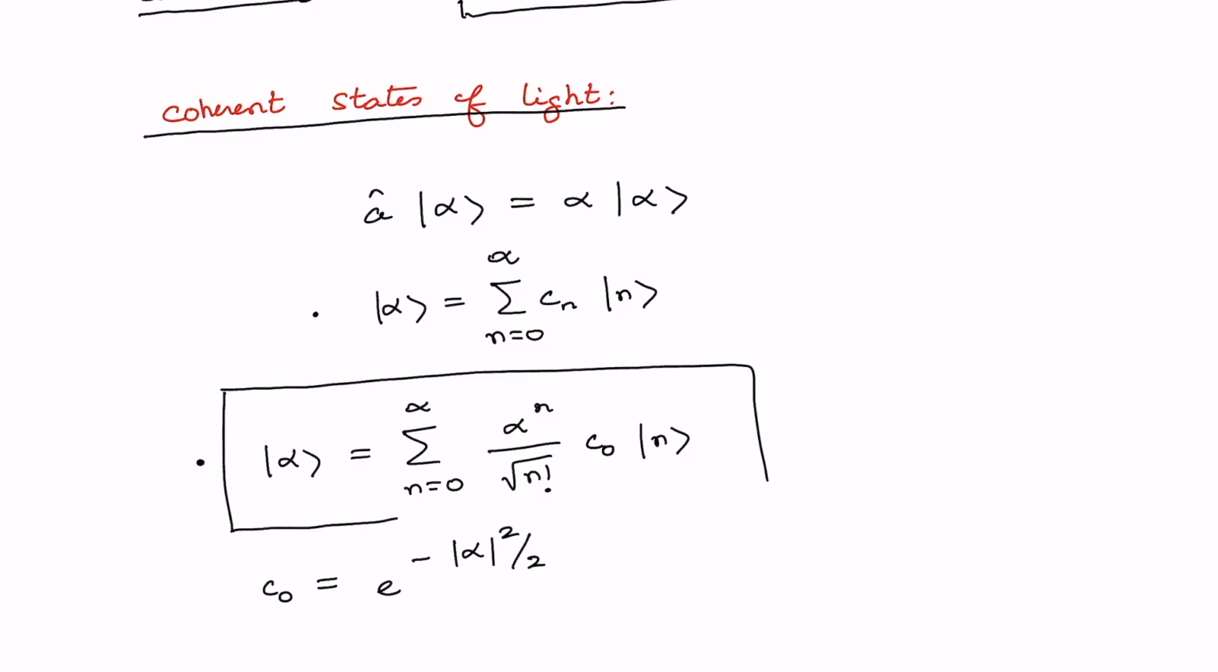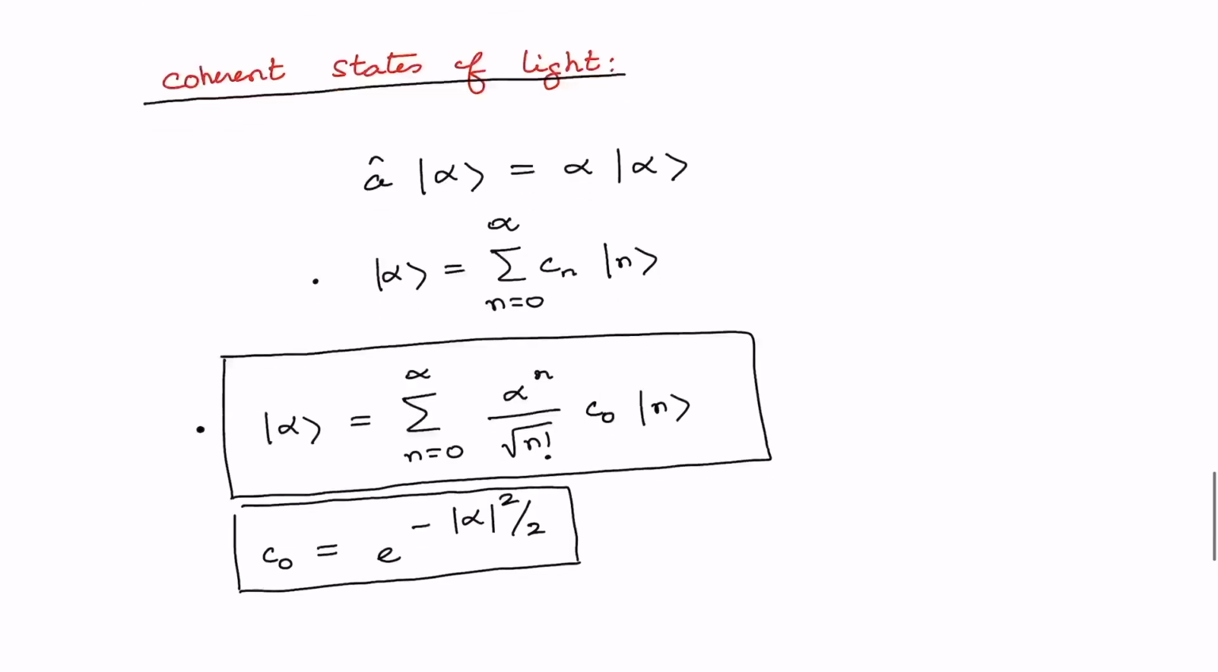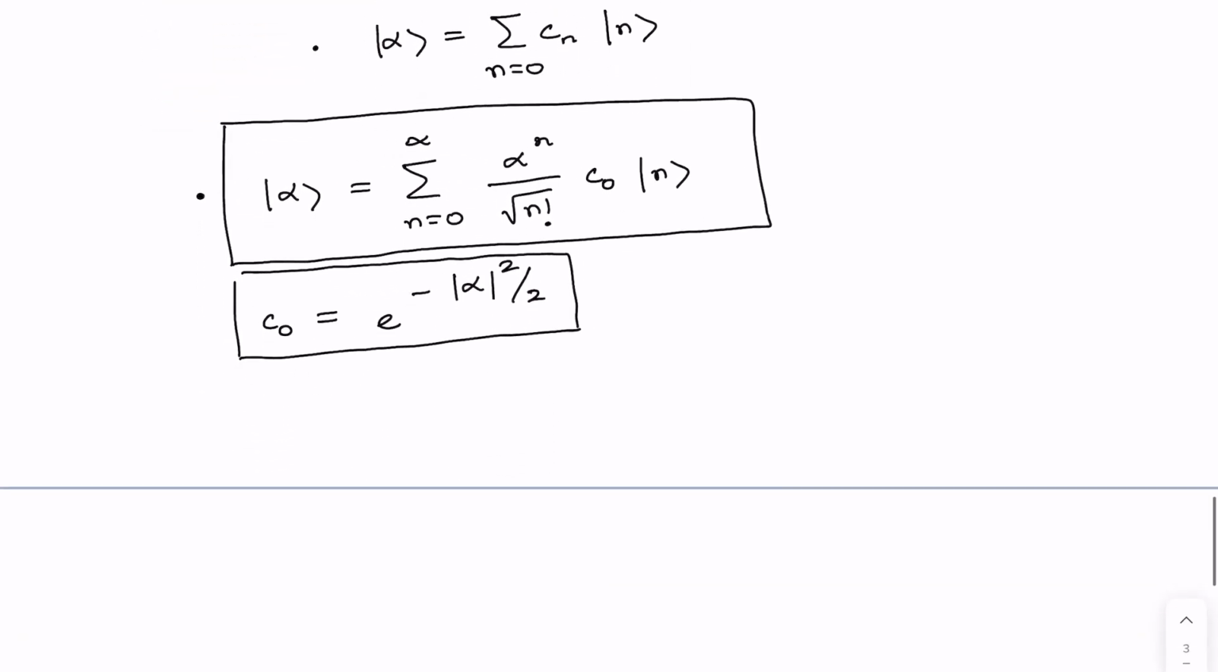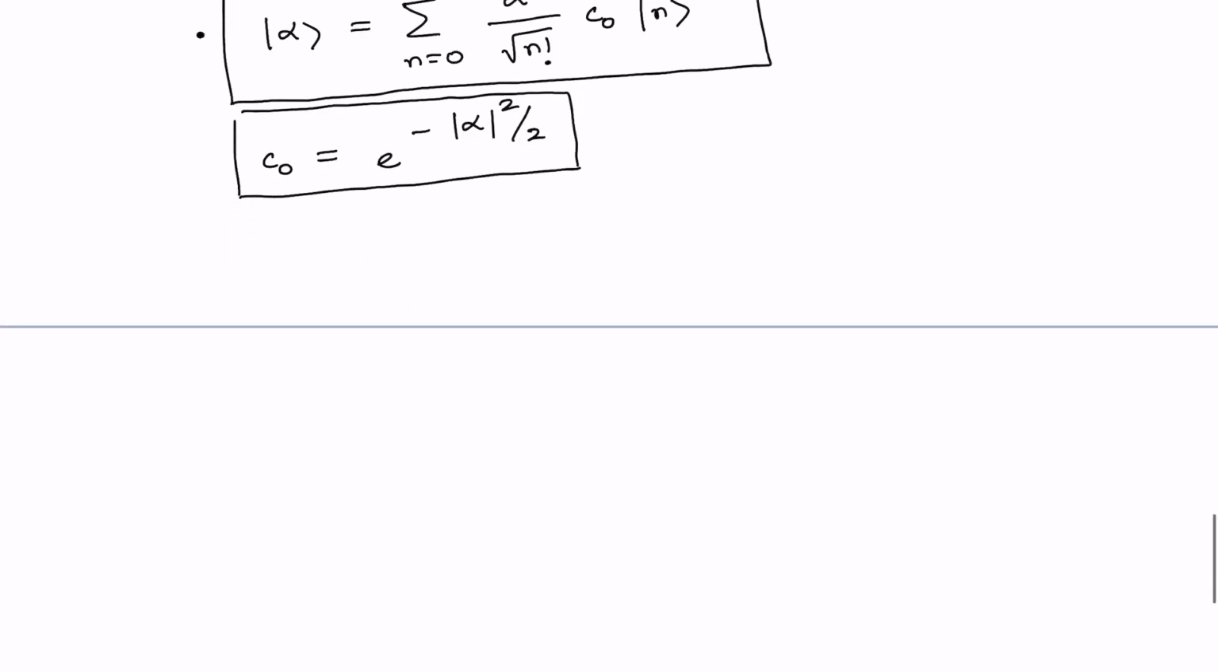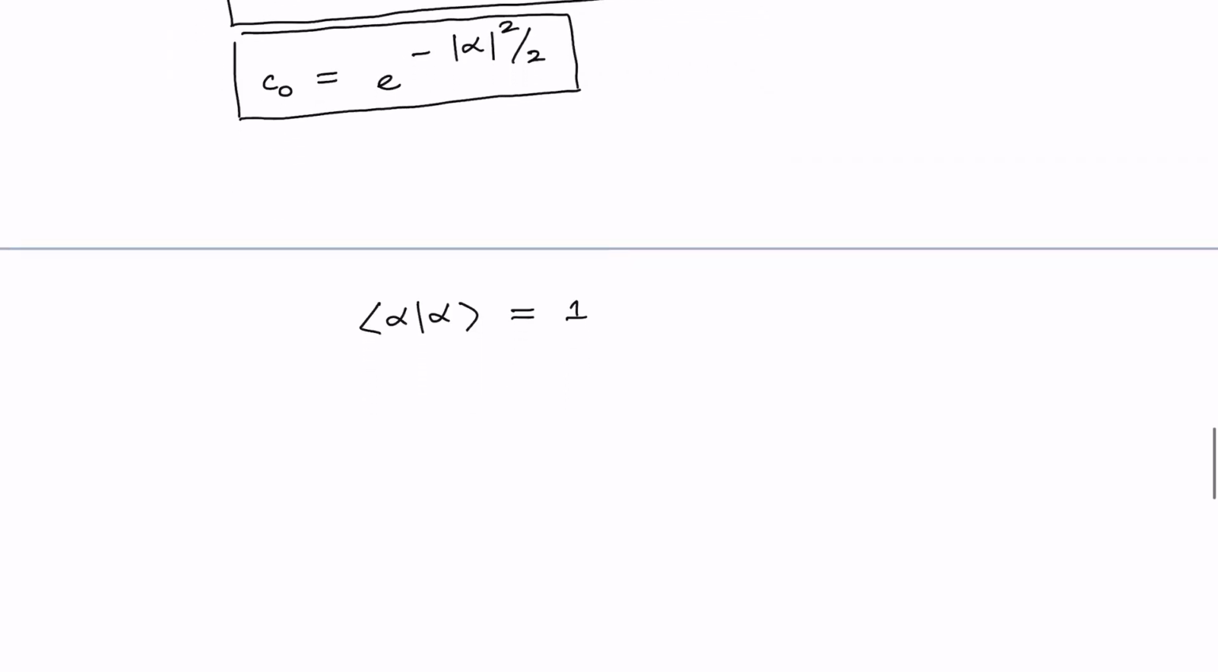this particular form, and I asked you to find out what is C0, and I told you that C0 can be worked out, and this would be simply equal to e to the power mod alpha square by 2. I hope you have tried it. Now let me actually quickly do it for you. It's very trivial. You just have to use the fact that this coherent state is normalized. Let me use this normalization condition to find out this quantity C0.